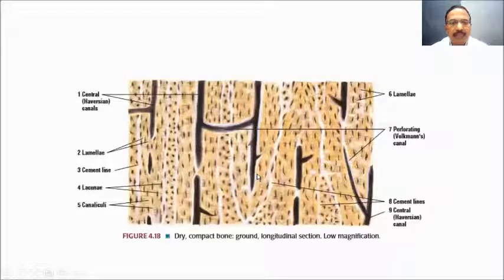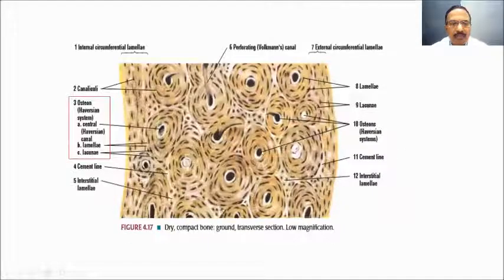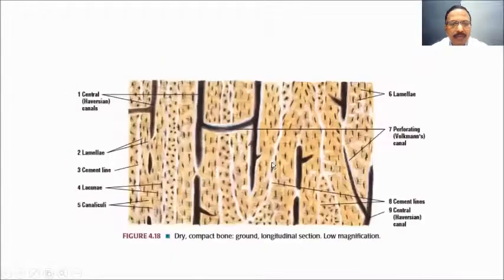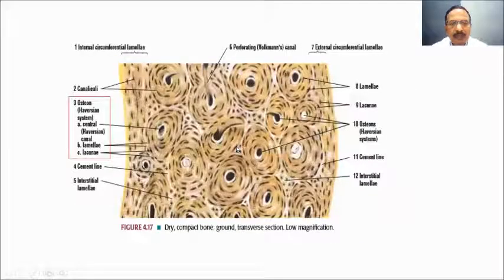This is a longitudinal section. Here also we can see the Haversian canal. On either side of the Haversian canal you can see the bony lamellae with the lacunae and canaliculae. Two different Haversian systems or osteons are connected by transverse canals, which are called perforating canals or Volkmann's canals. So this is the nature of bone tissue present in the compact bone.